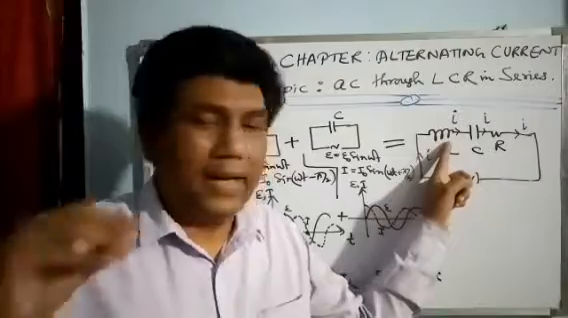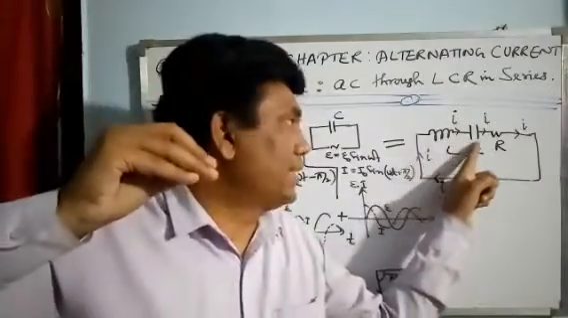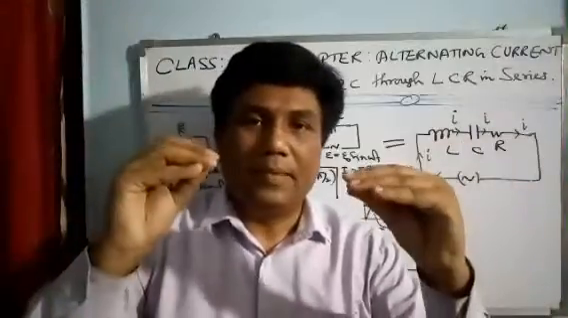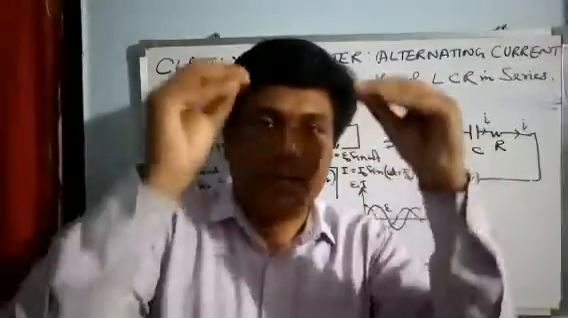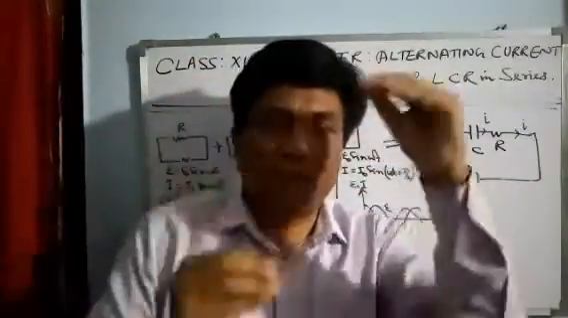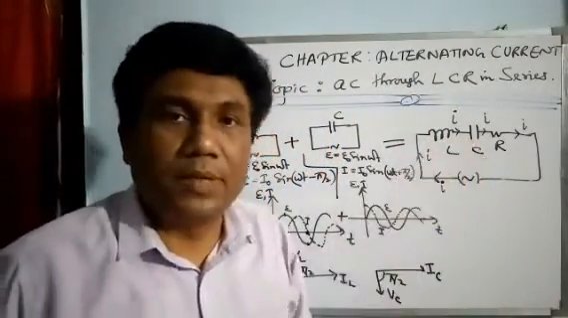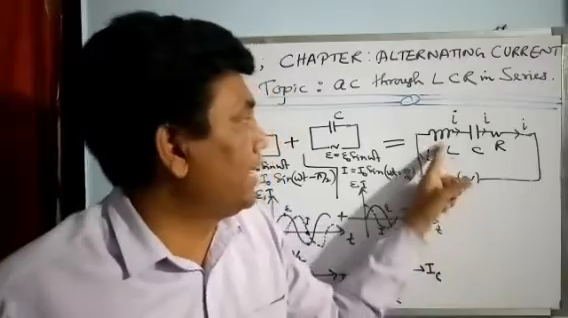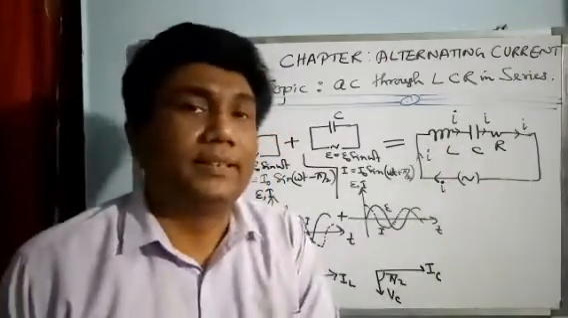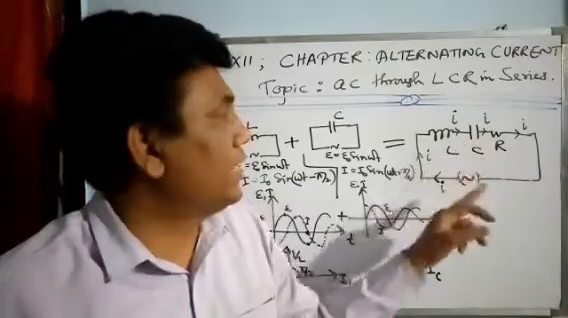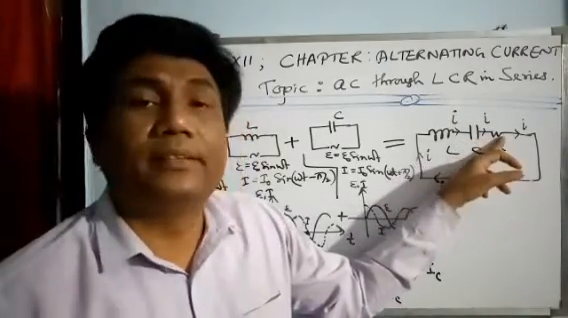In this, current is oscillating this way. In this, current is oscillating this way. In this also, this way. Means they are oscillating in the same rhythm, like this, not like this. Are you getting my point? Once the current is maximum here, here also the current is maximum. So what is the phase difference between the current here and the current here? 0.